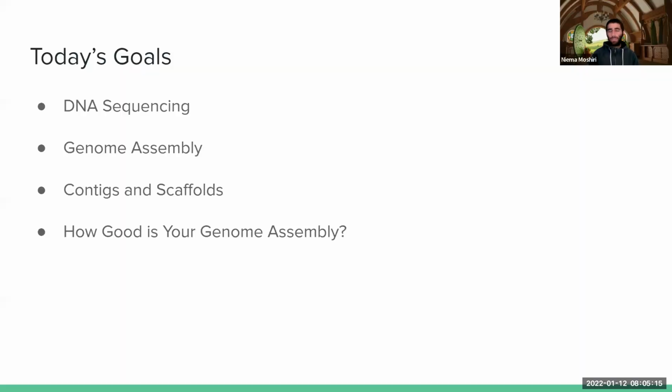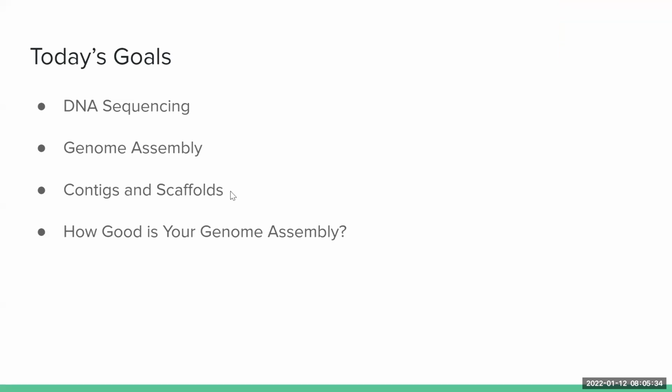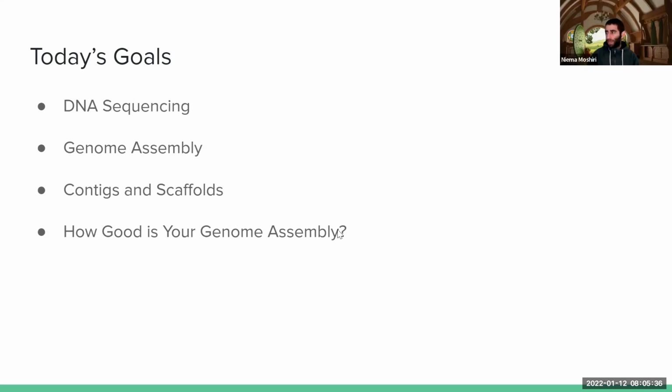So today's goals, I'm going to talk a little bit about DNA sequencing. We're going to cover a very, very high level description of how DNA sequencing technologies work. We're going to talk about genome assembly. We're going to do some terminology about genome assembly. So contigs and scaffolds, those won't make sense to you yet, but hopefully later in the lecture, they'll make a little bit more sense. And then we're going to end with, how do we assess how good a genome that we've assembled actually is?